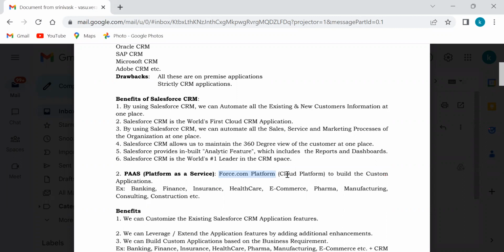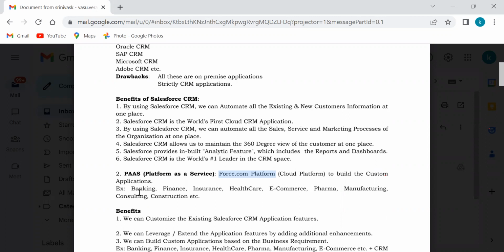So in order to develop that application, or to build that custom application, we have to make use of this platform called the Force.com platform. Force.com platform is a cloud platform used to build cloud applications. So if any industry wants to use a Salesforce application, we can build that application. How? By using this platform as a service, that is, by using the Force.com platform. Using this Force.com platform, we can build custom applications for any industry based on the requirements they give.